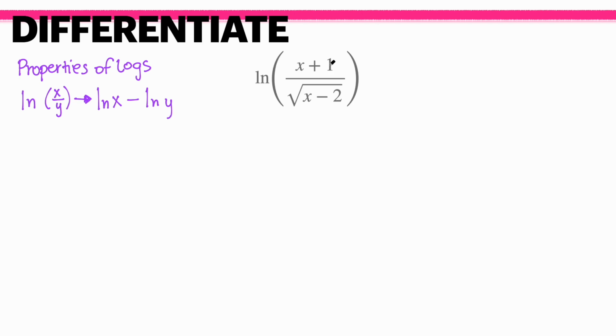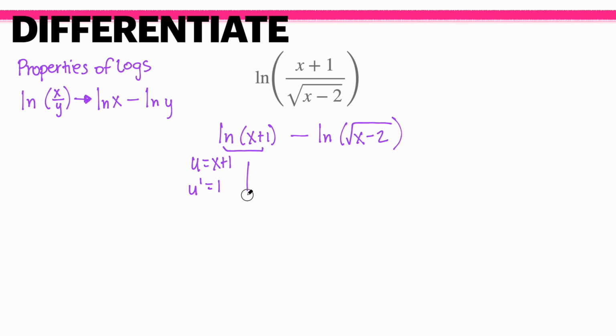This is going to be a good idea to do it here because of chain rule, quotient rule that's in play inside this. So I'm actually going to break this up into the natural log of the numerator minus the natural log of the denominator. So let's start with just the first one. U is x plus 1. The derivative of u is 1. So I know that the derivative of this is going to be u prime, 1, over u, which is x plus 1. And then minus.